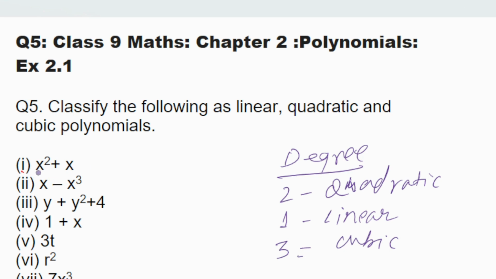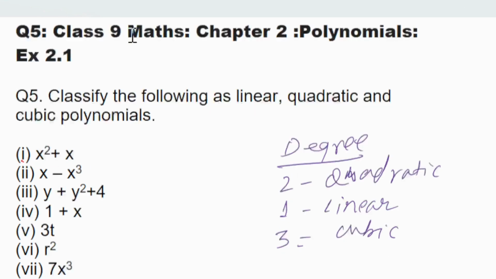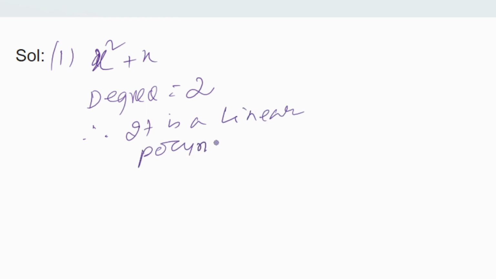Okay, see here, what is the degree here? Number 1. Let me write one by one. Number 1, x square plus x. In this case, what is the degree? Degree is 2. Therefore, it is a quadratic polynomial.